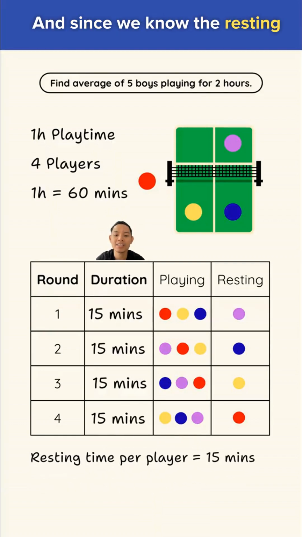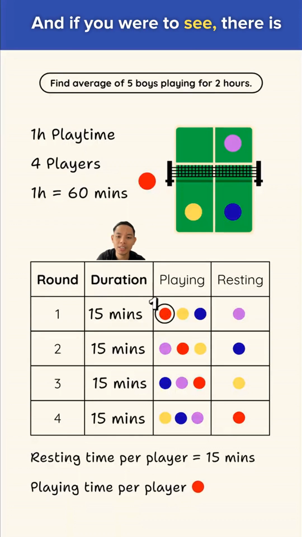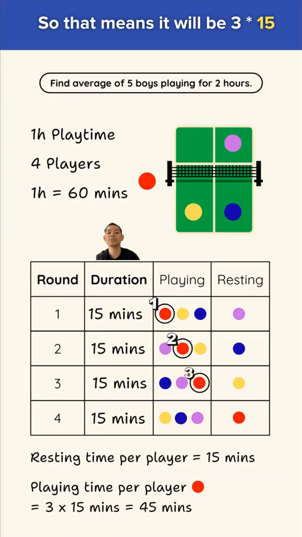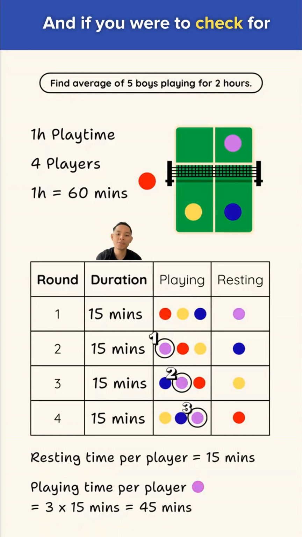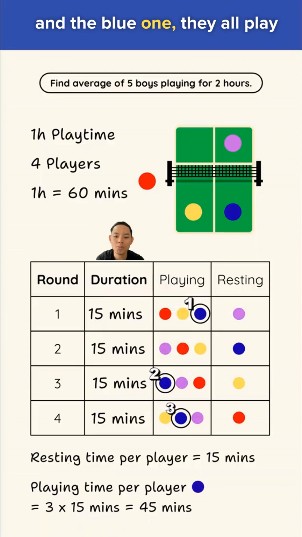Since we know the resting time per player is 15 minutes, we can find the playing time per player by just counting the number of rounds each player is playing. For the red player, one, two, and three. So that means it will be 3 times 15, which is 45. And if you check every single player, like the purple one, the yellow one, and the blue one, they all play 3 rounds each, which gives us 45 minutes.